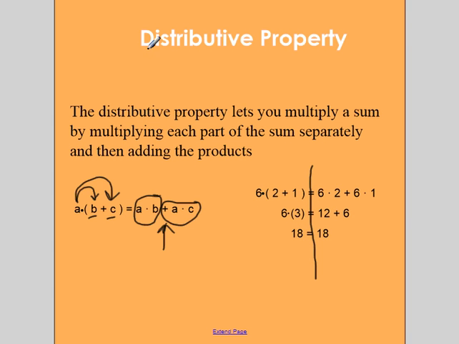But the distributive property says that I can actually take this 6, multiply it by 2, that's this right here. Take the 6, multiply it by 1, right there. And then 6 times 2 is 12, 6 times 1 is 6, and I end up with my same answer. Okay? As long as you distribute or give this 6 to the 2 and the 1, you're going to get the same answer.